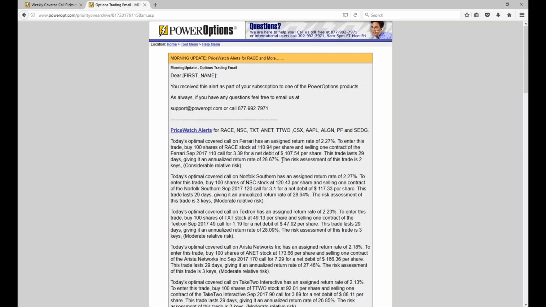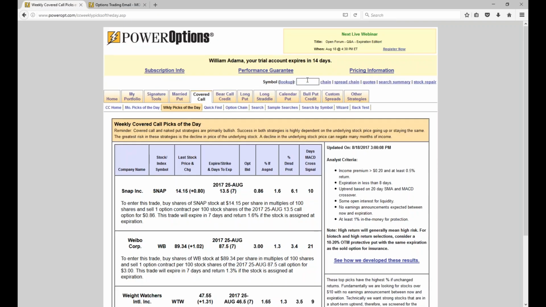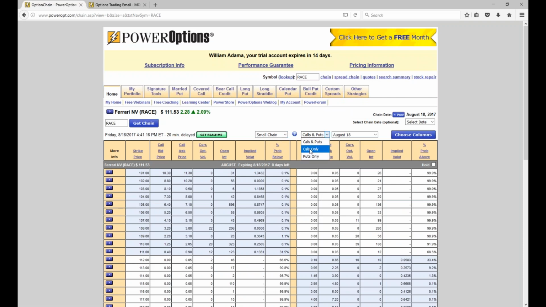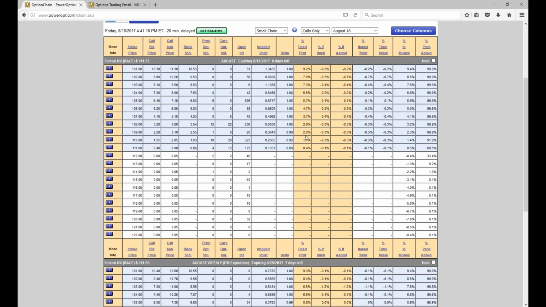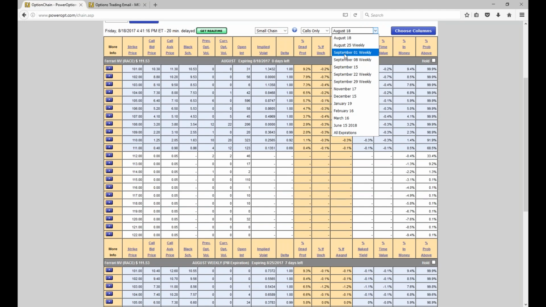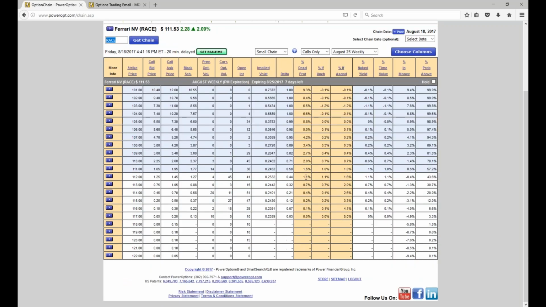When you say, I would like to go shorter term if it was available, and I'd maybe like to be right at the money or a little bit out of the money, you go to power options, you go to RACE, you take a look at the call chain, and now you can compare immediately with weeklies, 2 weeks out, the standard expiration that they were pointing to. What's the comparison? Even going just 1 week out to August 25th, what's the comparison of the 111 or the 110 at the money with only 7 days to expiration versus 28?